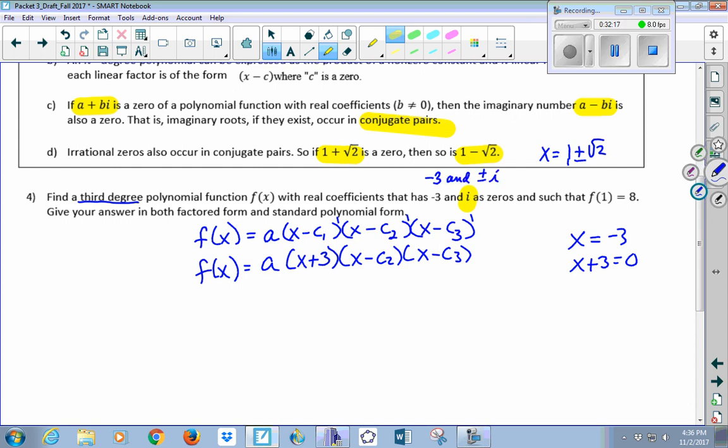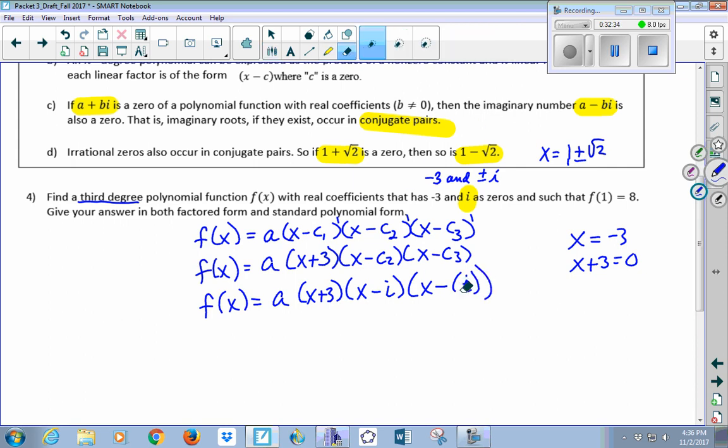There's your third 0. So now you can come up here and you can say, okay, I've got x take away i and x take away a -i. And x take away a -i is going to simplify to be just x plus i.